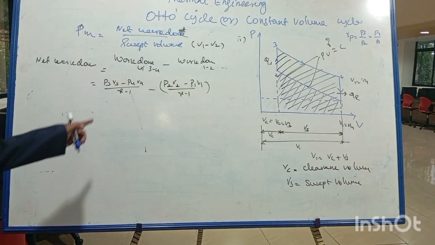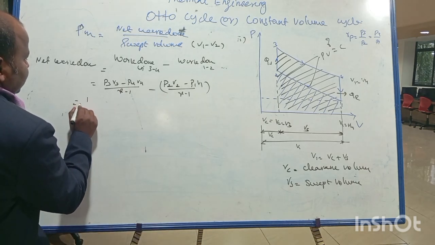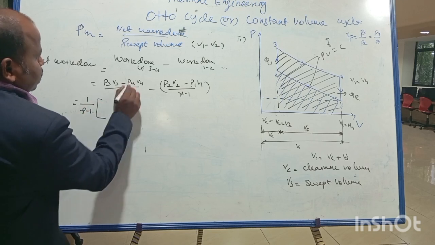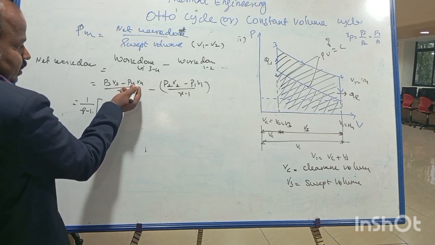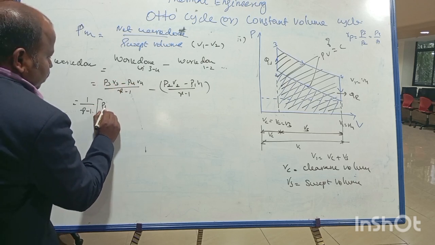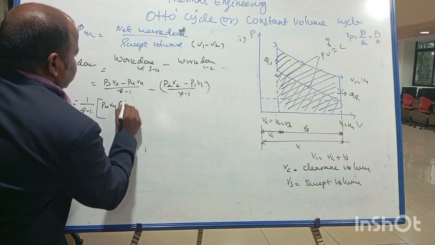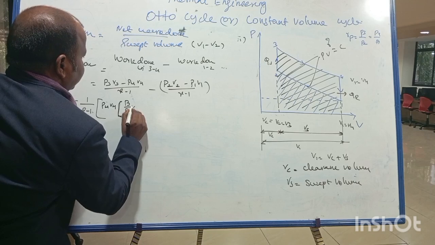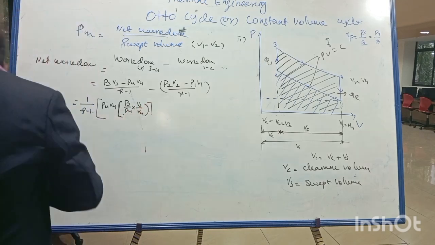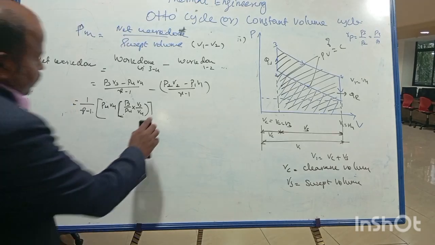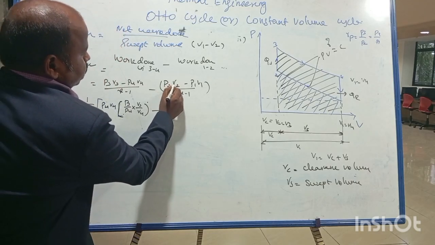Now, if you look at the two terms, we have gamma minus 1 as common, so I am going to take this gamma minus 1 as common, 1 divided by gamma minus 1. Look at these two terms, that is P3 V3 minus P4 V4. From this I am going to take P4 V4 as common. So P3 divided by P4 into V3 divided by V4 minus of, in this term, that is P2 V2 minus P1 V1.